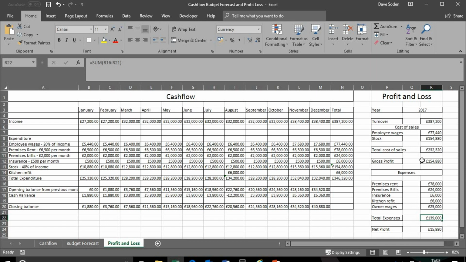Now we work out the net profit. We take the gross profit, £154,880, and subtract the total expenses of £139,000, which gives us a net profit of £15,880. Now we have created our profit and loss account for the year end 2017.